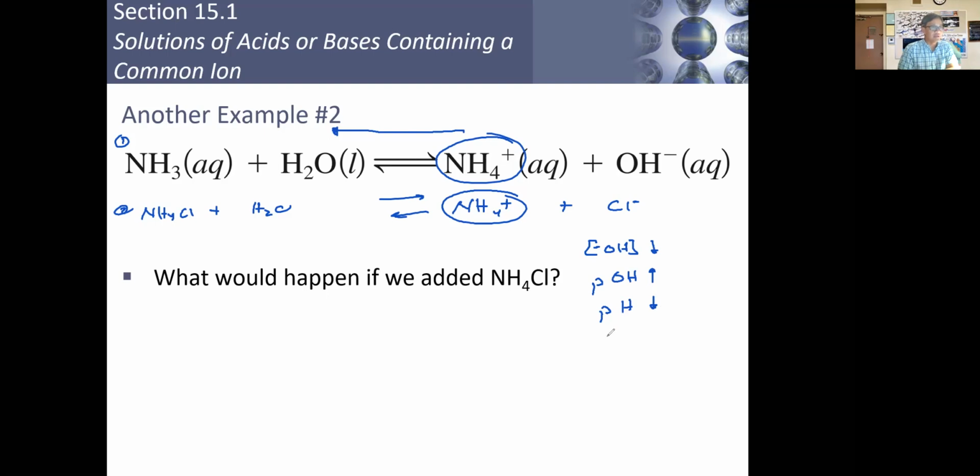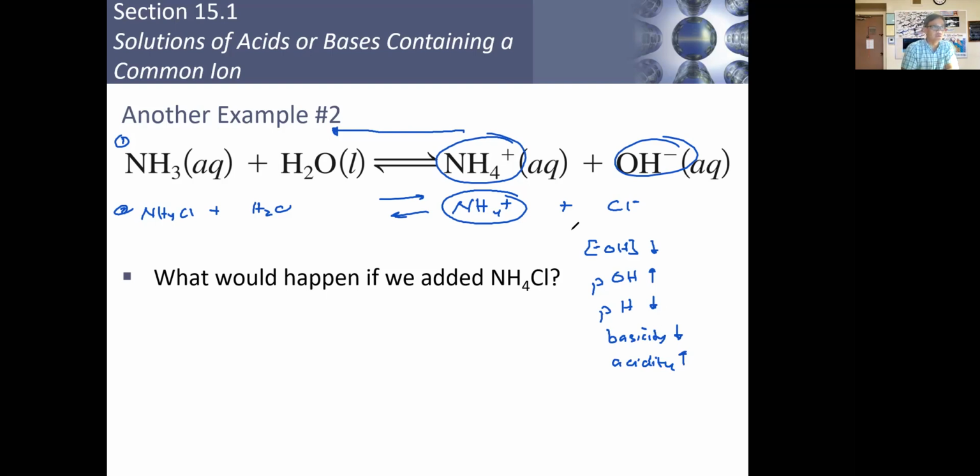So that means the basicity of this solution is going to go down, but the acidity is going to go up. Now understand, this does not mean that we will have an acidic solution. We can't. As long as the hydroxide's there, we won't have an acidic solution, but we are increasing the acid character of this solution, because we are reducing the base character of this solution.